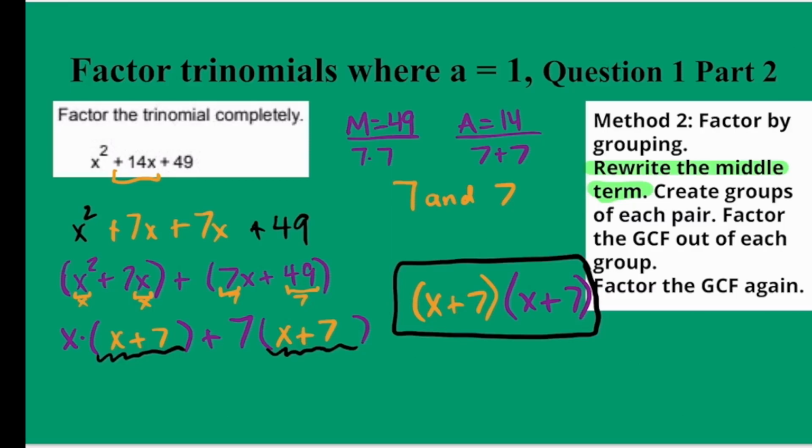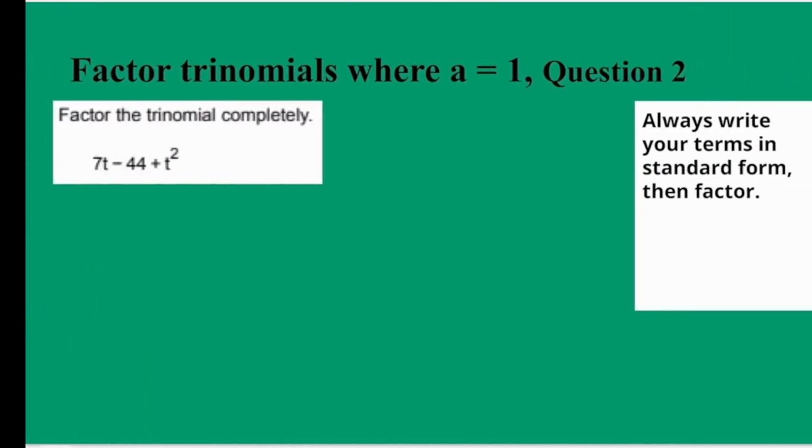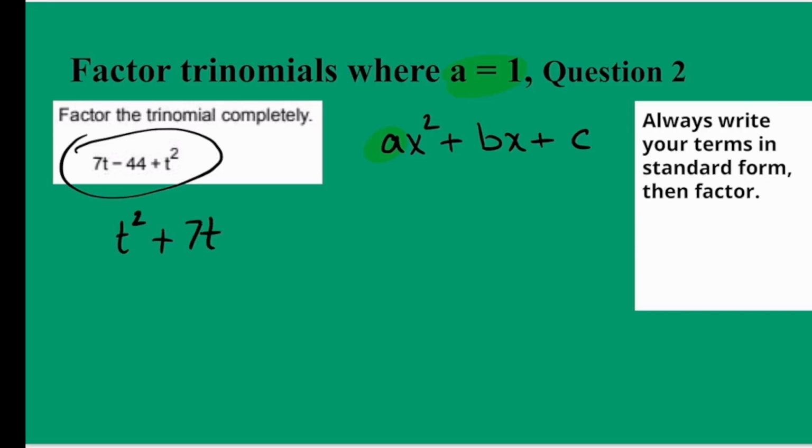So another type of question that you can get when factoring trinomials like this is one that's not in standard form. We want to write trinomials where there is an x squared or any variable, and then an x, and then a constant. So this is where this a piece comes from over here. If we rewrite it, we're going to get t squared plus 7t, and then minus 44.